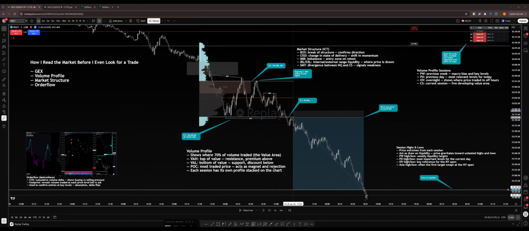Now I know the bias and I know the levels. The next thing I look at is market structure, and for that I use ICT concepts. ICT stands for Inner Circle Trader. It's a framework for reading how price actually moves through structure, breaks, imbalances, and liquidity sweeps. Three things I use from it.